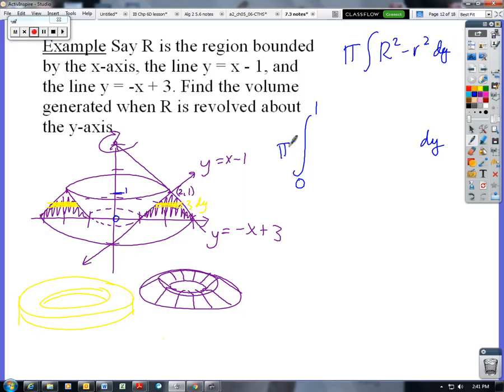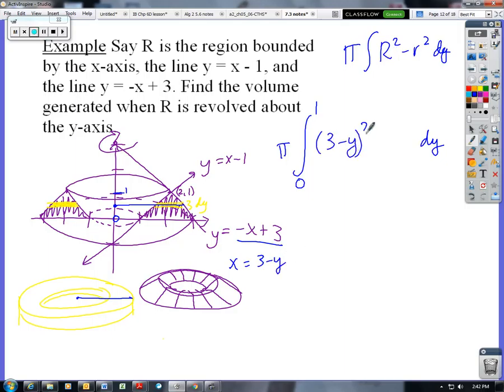So I've got my pi out front. And then my big R is from the center, the axis of rotation, out to the outermost curve. The outermost curve is this one right here, this negative x plus 3. However, because it's in terms of y, we need to solve this for x and get it in terms of y. So x will be 3 minus y.